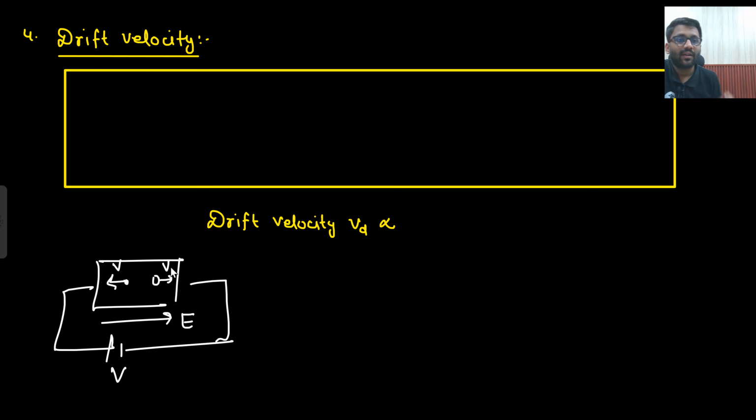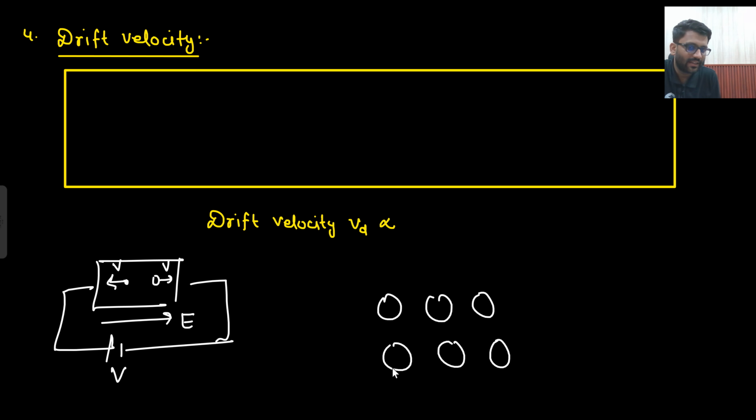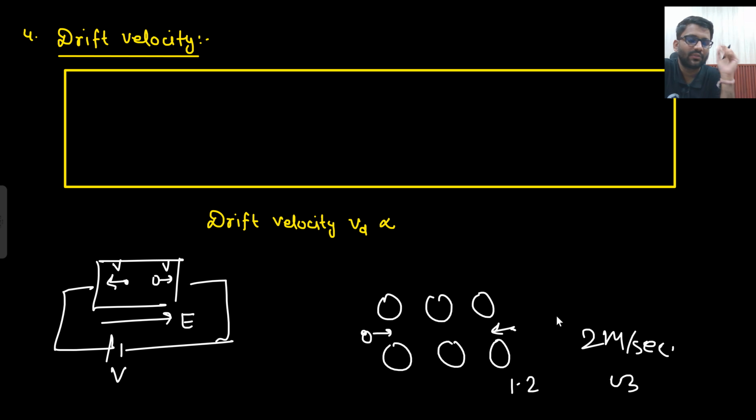But in between there will be collisions, right? Because this is the silicon crystal. If this electron or this hole is moving, there will be silicon atoms, and because of that there will be collisions. So velocity will not be constant. Let's say sometimes velocity was 2 meters per second, then 3 meters per second, then 1.2 meters per second because of the collisions. When you take the average, that average could be constant. That is known as drift velocity.